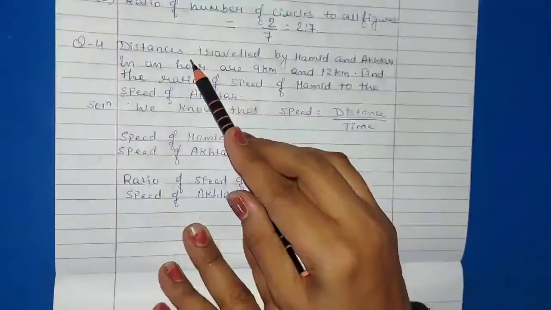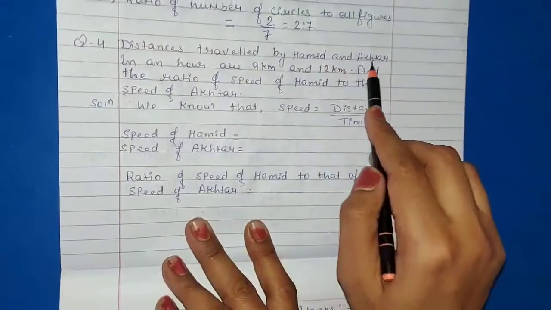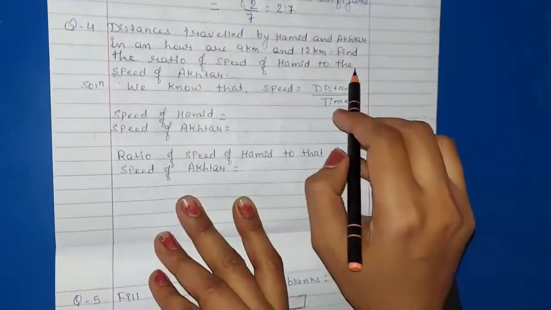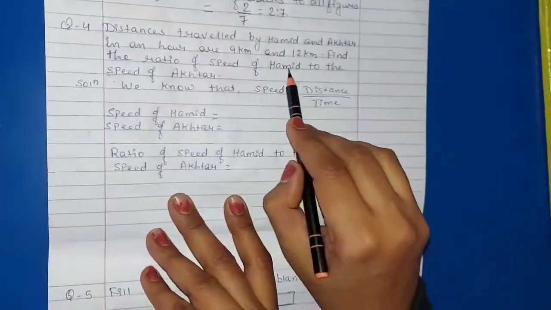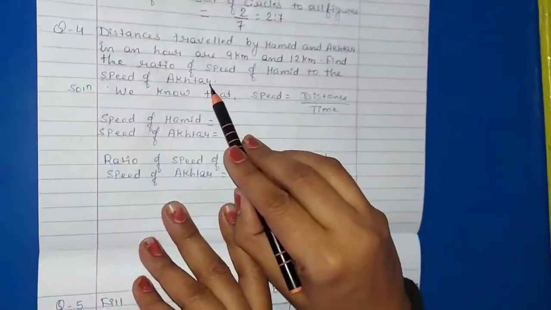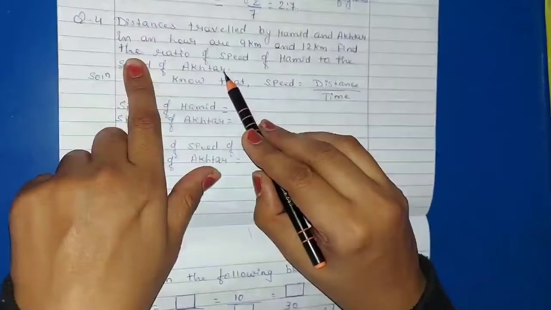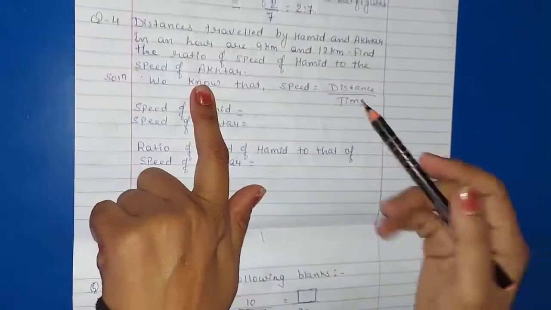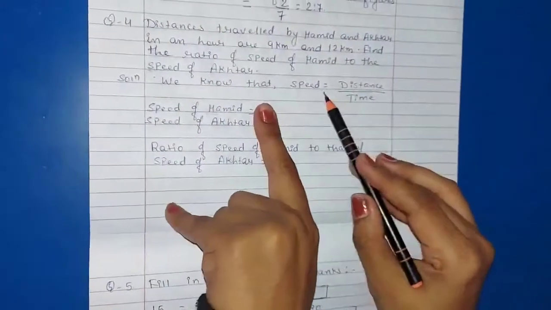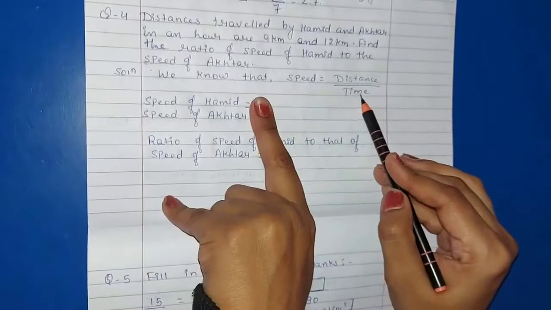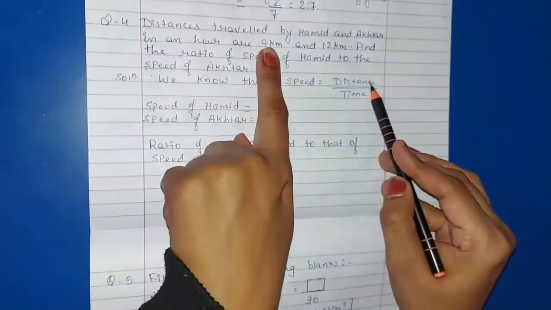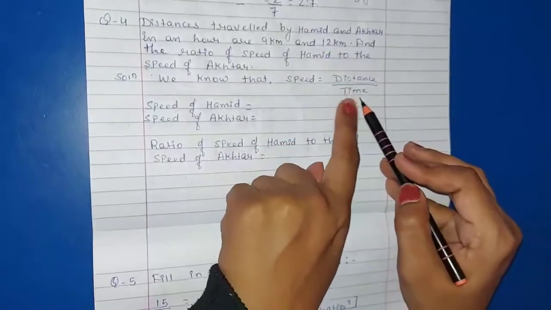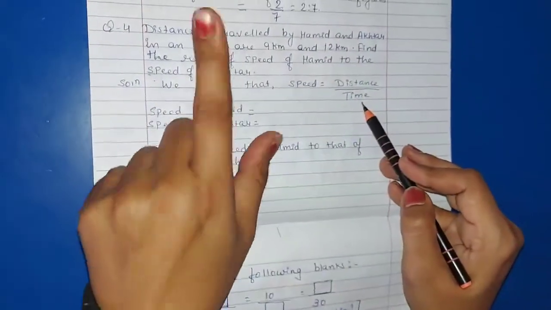Question number 4. Distances travelled by Hamid and Akhtar in an hour are 9 km and 12 km. Find the ratio of speed of Hamid to the speed of Akhtar. Now here we have to find speed of Hamid to speed of Akhtar. Before finding this, we should know the speed formula. We know that speed equals distance upon time. So distance is what? 9 km and 12 km of Hamid and Akhtar. Time, how much time is there? An hour means 1 hour.